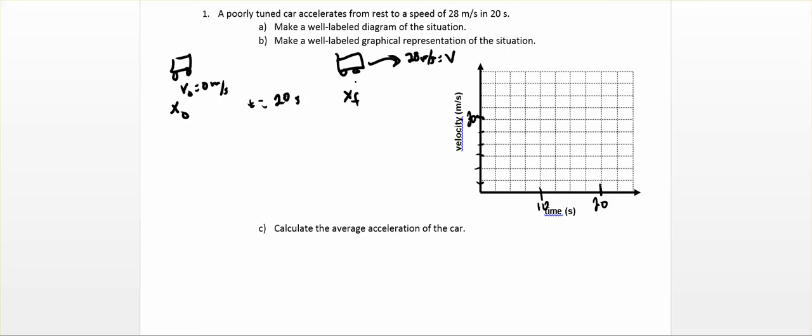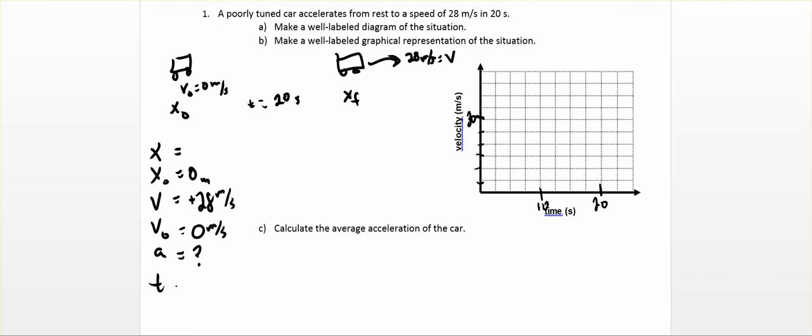Part C asks us to calculate the average acceleration of the car. Well, if we write down our kinematic inventory of our 6 variables, we know the initial position, we can go ahead and call that 0 meters. We don't know where it ends up. My final velocity is positive 28 meters per second. My initial velocity is 0 meters per second. The acceleration is unknown. The time involved is 20 seconds.